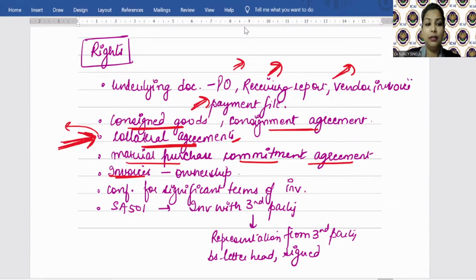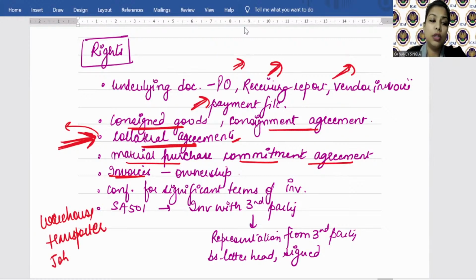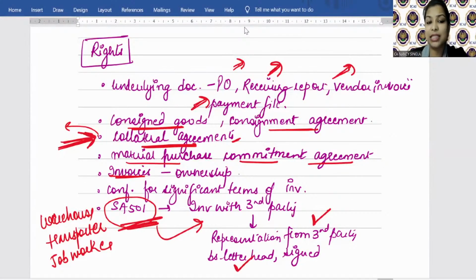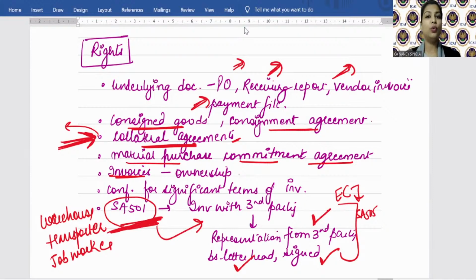Okay? Then if any inventory is kept at a warehouse, or it is lying with the transporter, or with any job worker, the auditor will perform the procedures as specified in SA 501. So what does SA 501 say? You take confirmation, representation, confirmation from the third party on the business letterhead of that party which has been signed, right? So what is this called? External confirmation. And this is under SA 505. But SA 501 specifies what the auditor can do in such a situation where the inventory is lying with the third party. Okay?